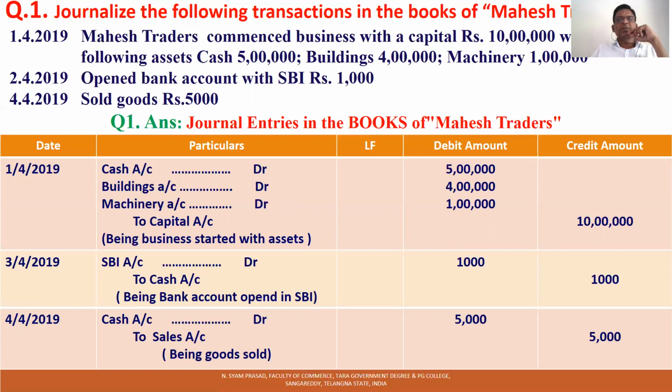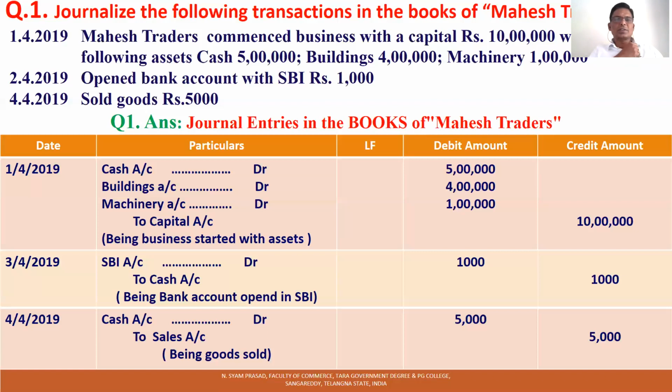So cash account is debited, cash is coming into the business because Mahesh is a third party according to the business entity concept, giving it to the business. So cash is coming in, cash is debited, buildings coming in, buildings debited, machinery coming in, machinery debited, and the giver, who is the giver? Mahesh capital account is credited with the 10 lakhs. So that's why the journal entry, the compound entry, is cash account debit 5 lakhs, buildings account debit 4 lakhs, machinery account debit 1 lakh, to capital account 10 lakhs, being business started with the assets.